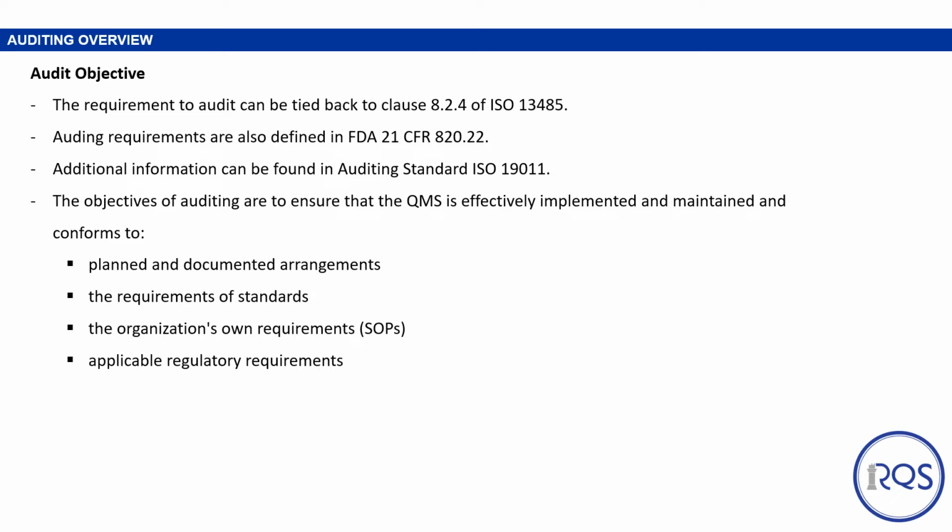The objectives of auditing are to ensure that the QMS is effectively implemented and maintained and conforms to planned and documented arrangements, the requirements of standards, the organization's own requirements, and any applicable regulatory requirements.